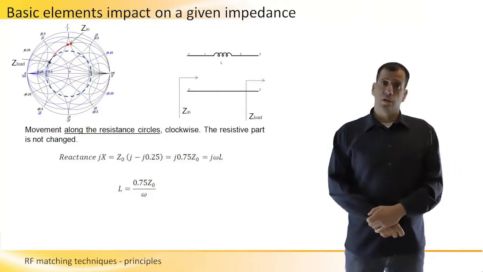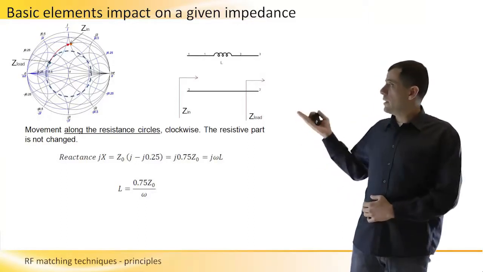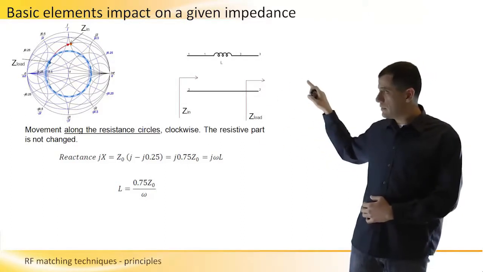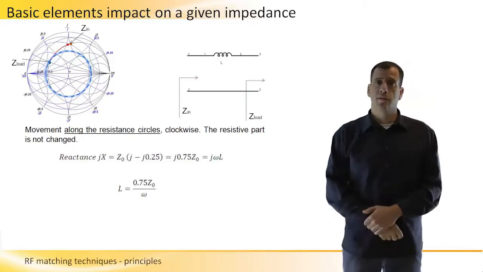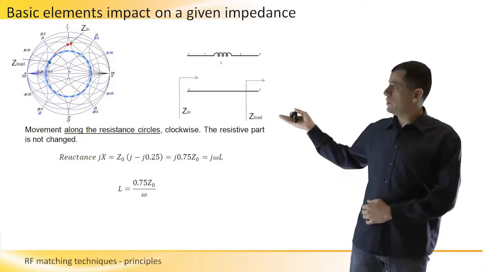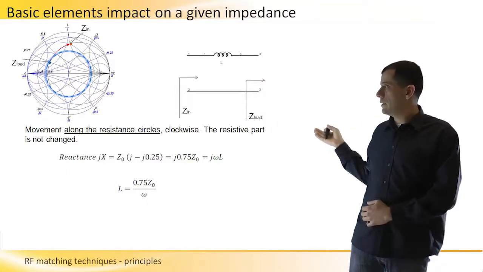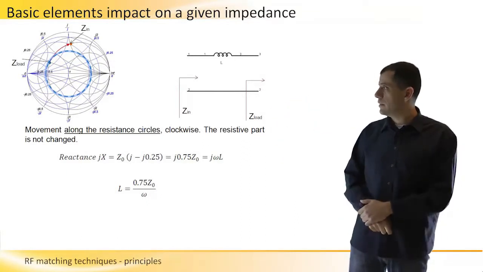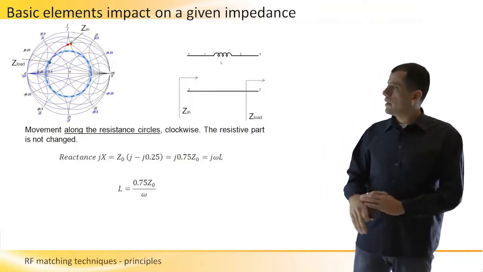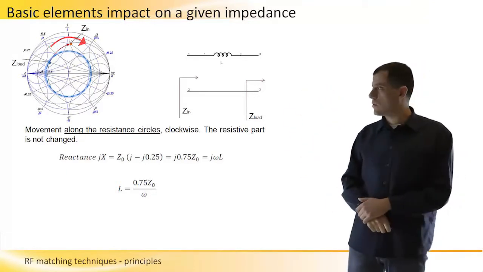Actually, we only change the reactance. So, if this is the case, the movement will always be along the resistive circle that maintains the resistivity of the load, the original load. You can see here when we start from the blue line and we go along the circle that indicates the resistivity of the load. And since we add an inductor, we are going clockwise along this circle.